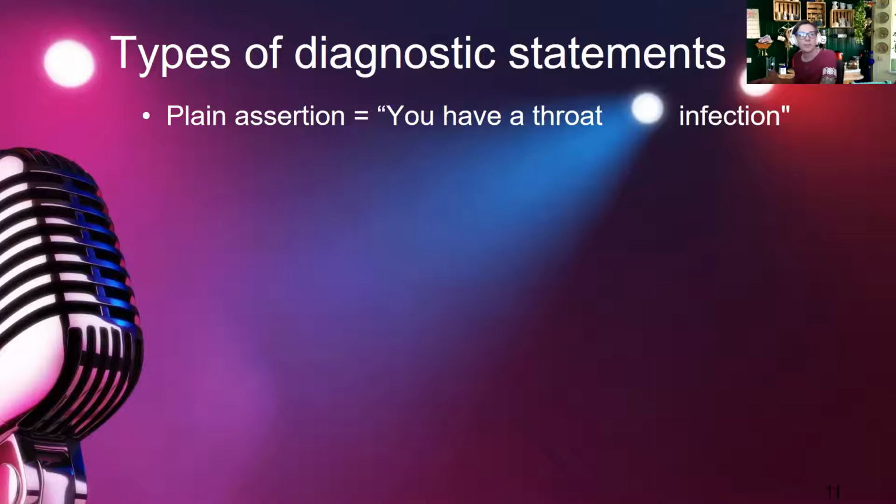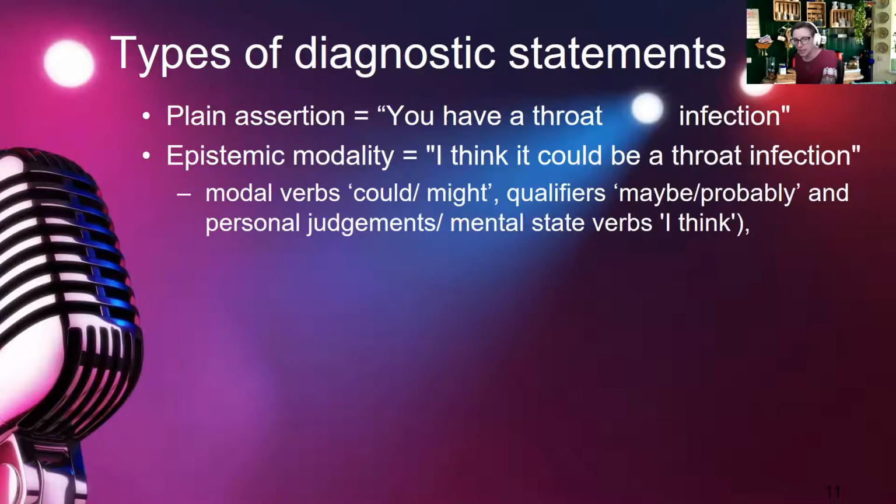The second one is epistemic modality, where you are presenting a diagnosis as uncertain to a greater or lesser extent. It's usually done through modal verbs, qualifiers and personal judgments. So including things like, it could be, maybe.